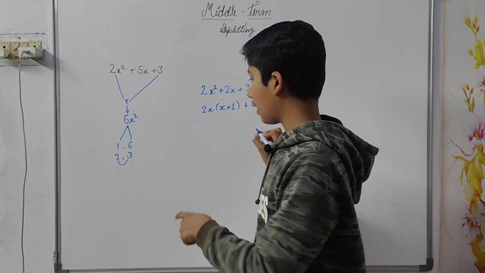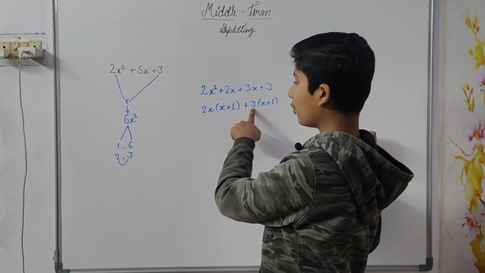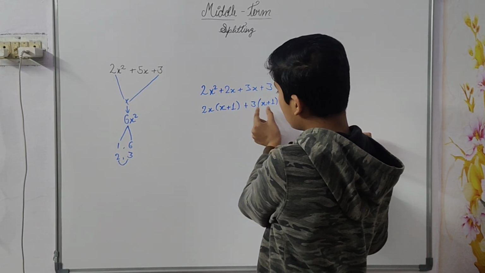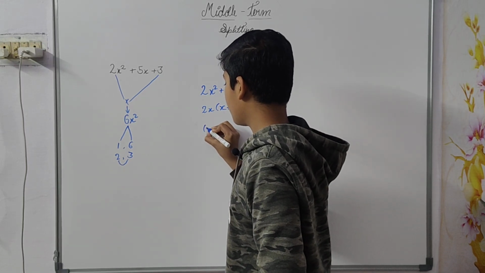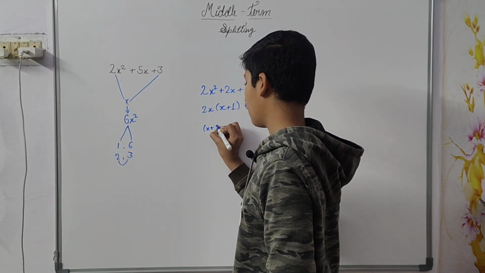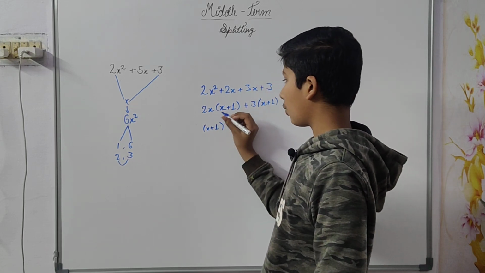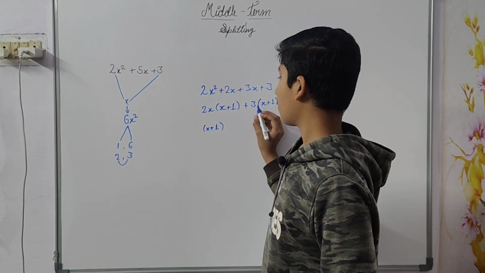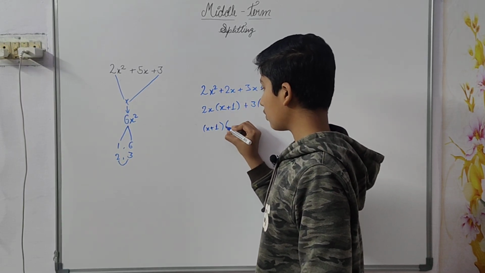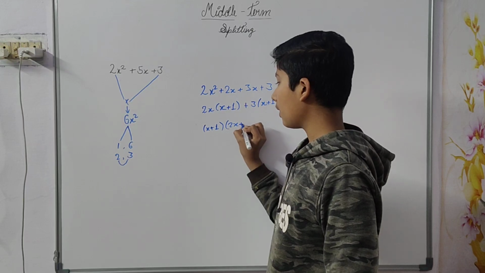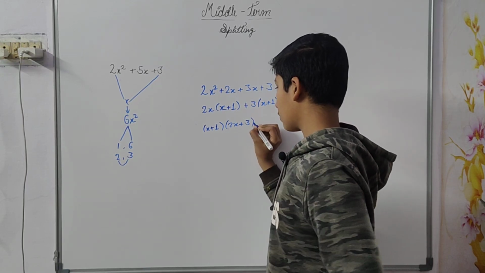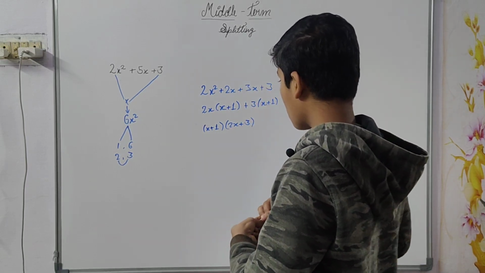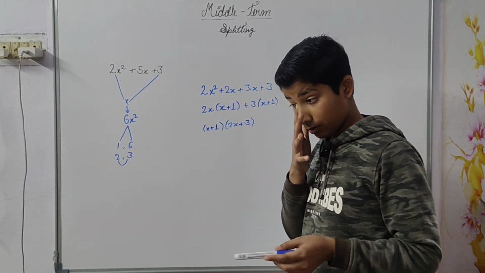Now next step, we will add both of these, and we will put these together. This will be x plus 1 and 2x plus 3. If here would be minus, we would write 2x minus 3, but here is plus, so we will write 2x plus 3. So hence our middle term is split like this. Okay, and we will take another example also.